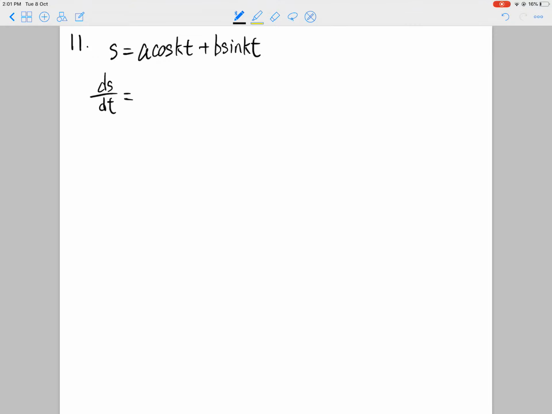It is, so this part, the derivative is a negative sine kt times this part's coefficient, right, k, plus b, right, sine something, the derivative is cosine kt, then times t's coefficient, right, k. So it is negative ak sine kt plus bk cosine kt.